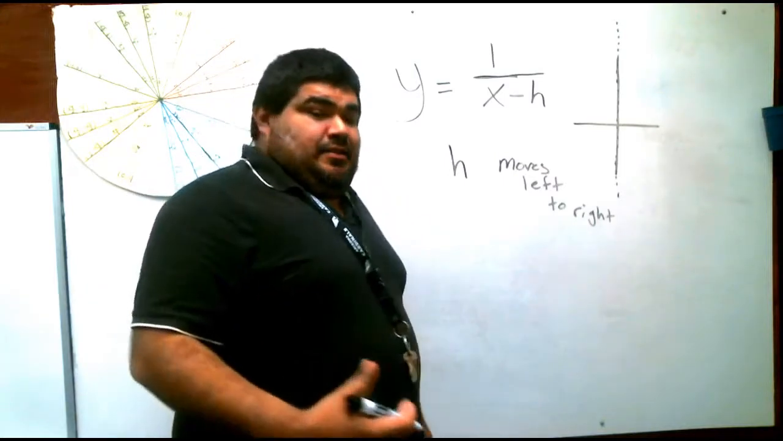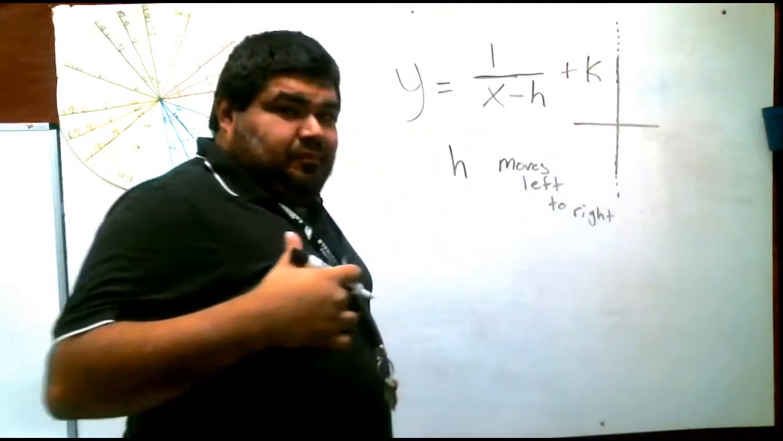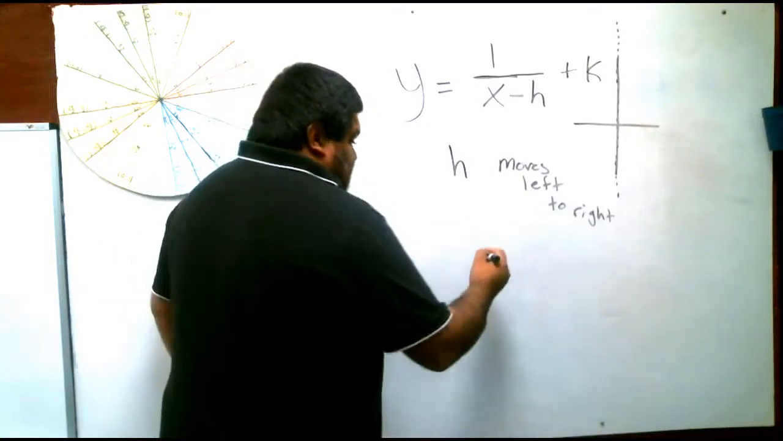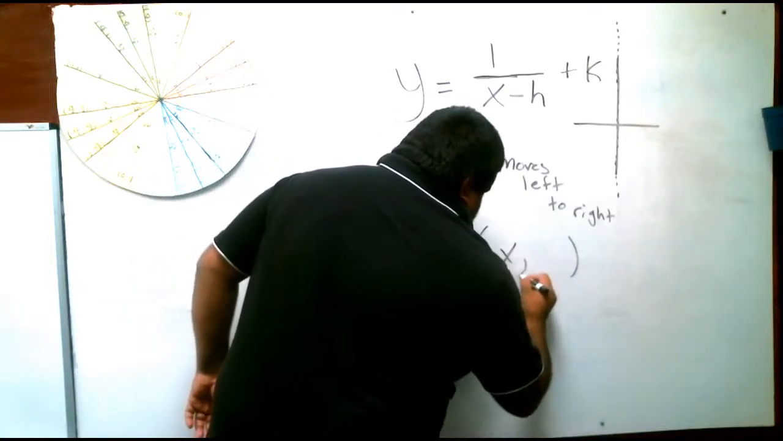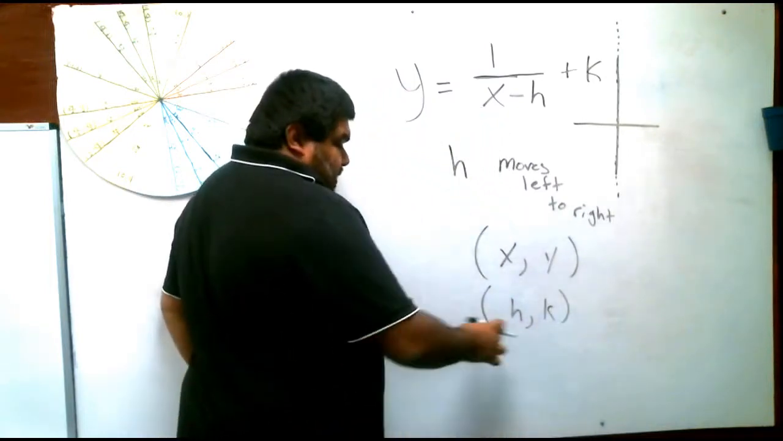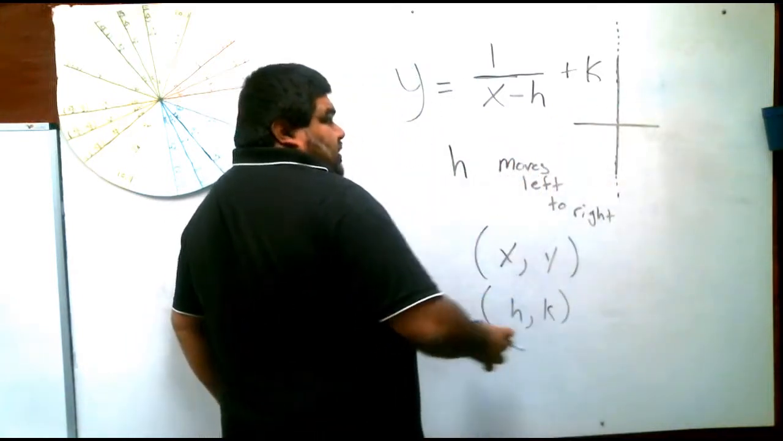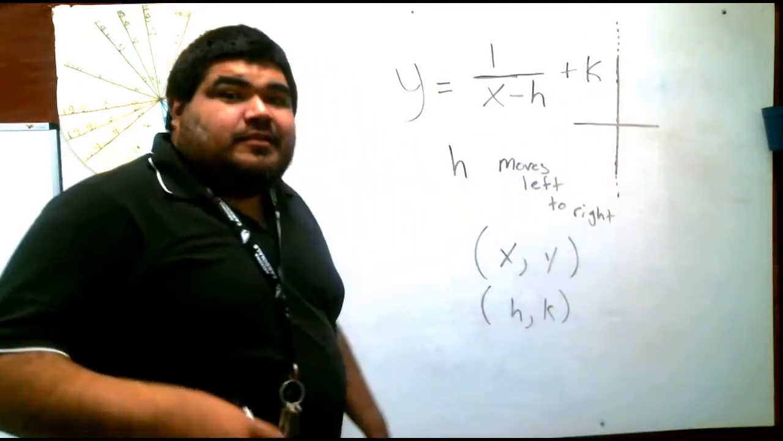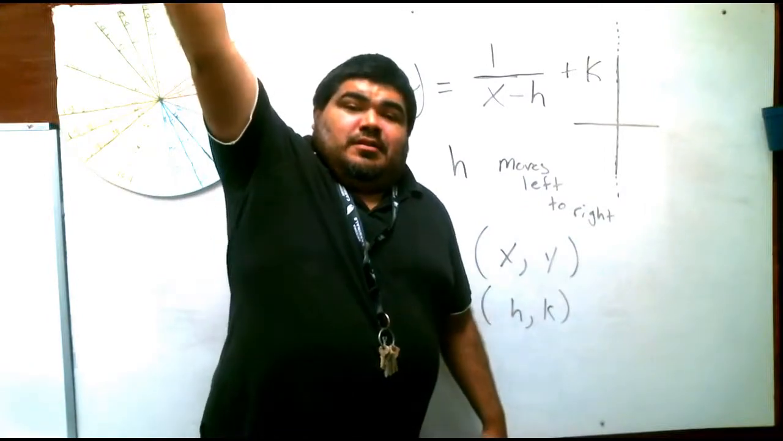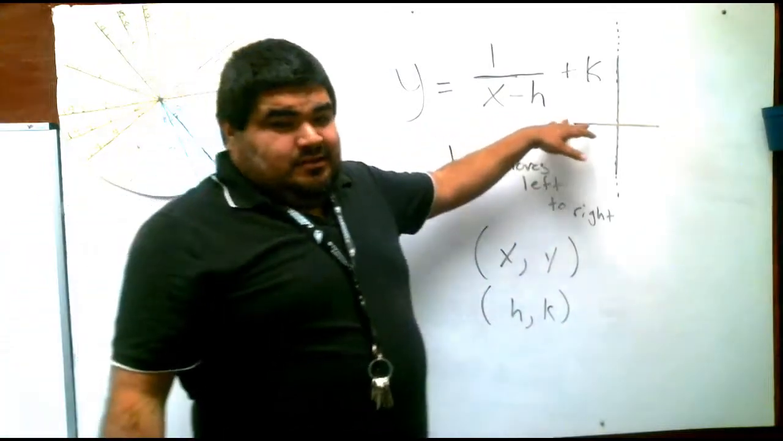Sometimes you have a k in there, plus k. This means that k, think of it as x and y when you have your points. The same with h and k. X, or h, is left to right. K is up and down, depending again on whether it's positive or negative. If it's positive k, then it goes up. If it's negative, it goes down. You rarely see asymptotes that are horizontal.